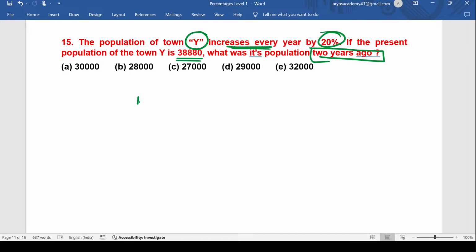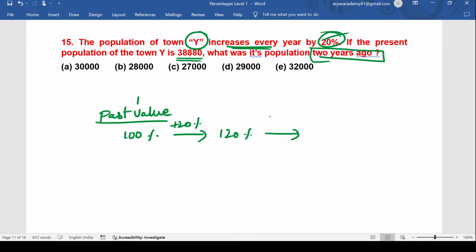But if you go back, it becomes difficult for you to solve. So what we can do is take the past value. 2 years ago we don't know, so let the past value be 100%. Then every year it increases by what percent? 20%. So after 1 year it increases by 20 and it becomes 120%. During the second year also it increases by 20, but you have to calculate 20 upon not 100 but 120. So if you do that, you will come to know it is 24. So if you add 24 to 120, it becomes 144%.